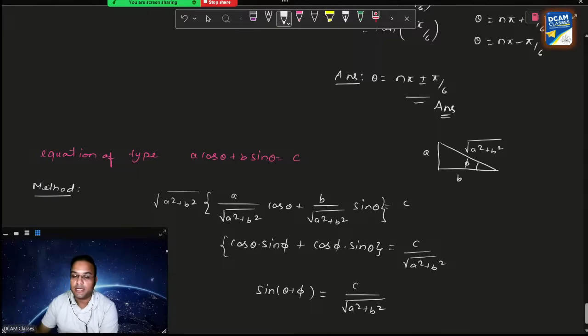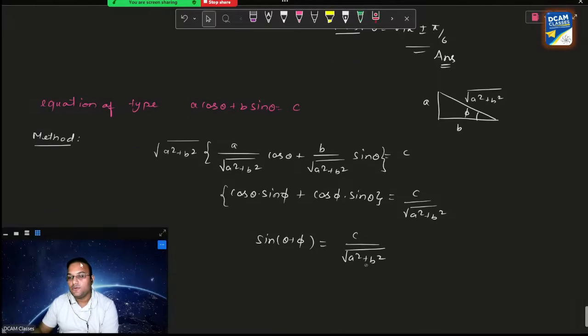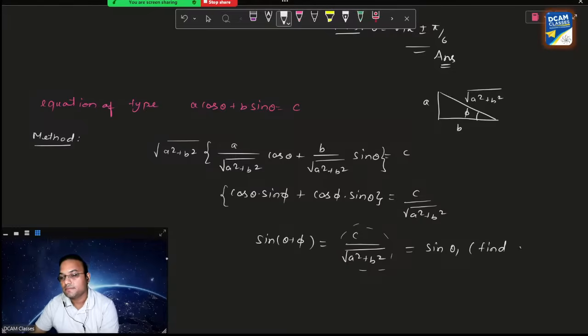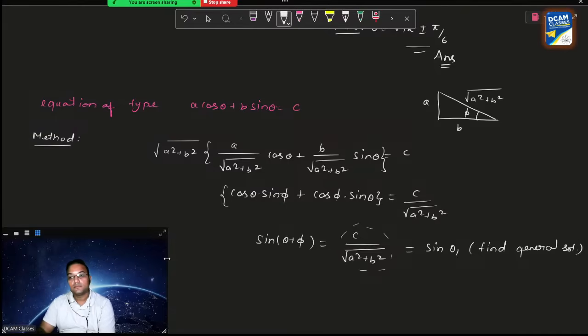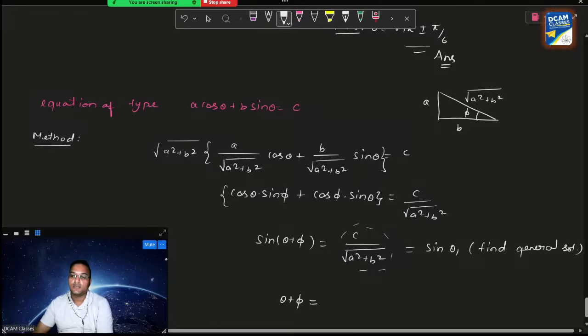Now you have got something. Now write this C by root over A square plus B square in terms of sine of some angle, theta 1, and then find the general solution. Okay? Method is okay for everyone? You should find the general solution for theta plus phi. This theta plus phi you will write as: theta plus phi will be equal to what? N pi plus minus 1 whole power n into theta 1, like that.